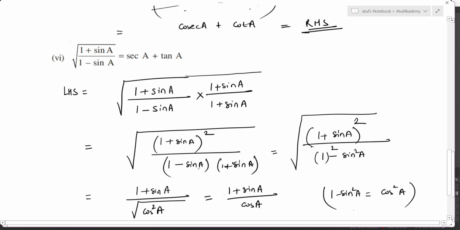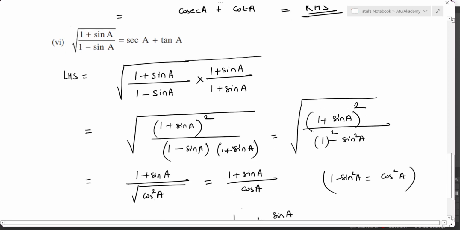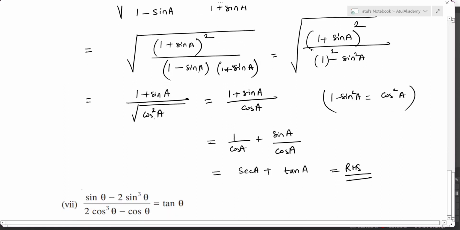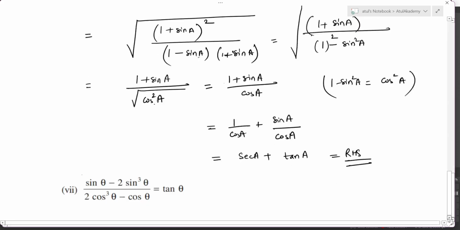Now 1 minus sine square A is cos square A, so I converted it to that. Square root of cos square A is only cos A. Then I separated the numerator and denominator and I got secant A plus tan A. I hope this is also clear. Let us move to the next question.